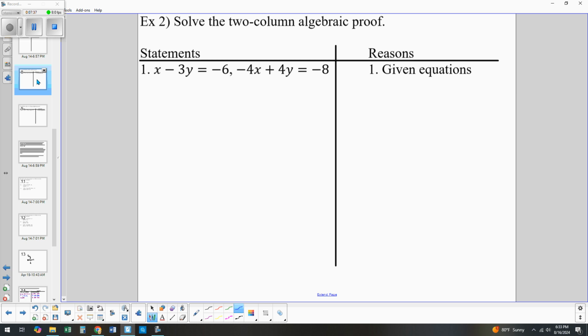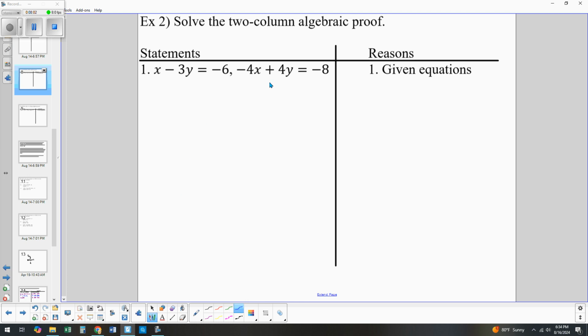For example 2, it's another 2-column algebraic proof, but you'll notice now we have 2 different equations. So this is really a system of equations. And the easiest way to solve a system of equations in the algebraic proof is, with a term we just learned, substitution. So I'm going to get one of the 2 equations, a variable isolated, and then I can use substitution to plug that into the other equation.